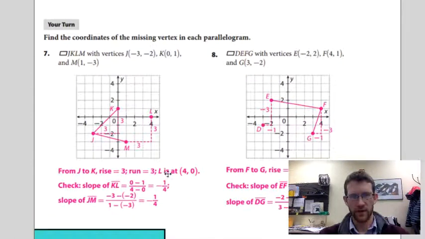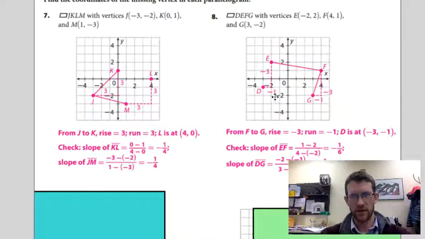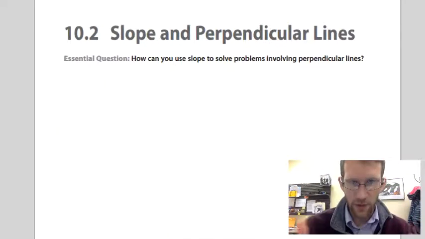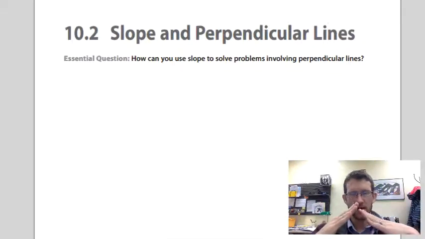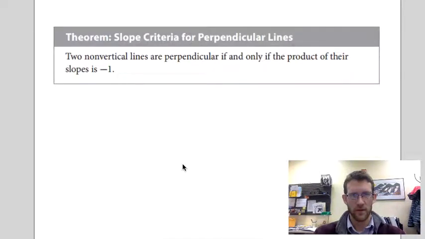Cool. So hopefully you got something that looks like this, and something that looks like this for 8. All right, 10.2 is actually real similar, except now we're dealing with perpendicular lines. What's the property with perpendicular lines? Remember, their slopes are opposite reciprocals. So the way the book defines that opposite reciprocal is that the product is -1.